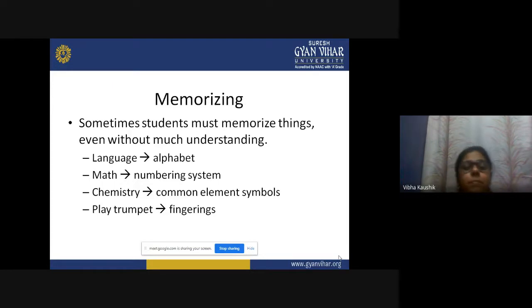Now, memorizing. Sometimes students must memorize things even without much understanding. Without understanding a concept, students sometimes just memorize that concept. Language, alphabets, maths, numbering system, chemistry, common element symbols: they just memorize them before understanding the concept of common element symbols. Play trumpet, finger rings.